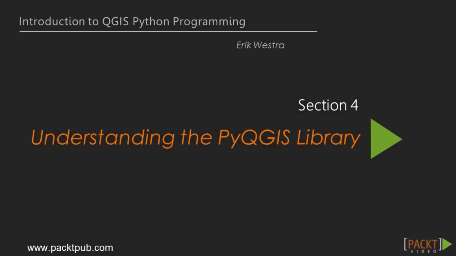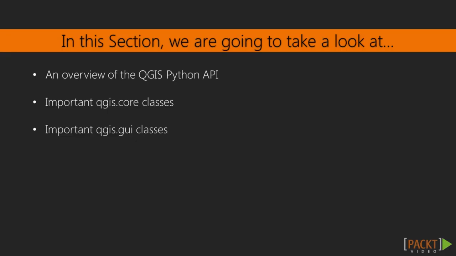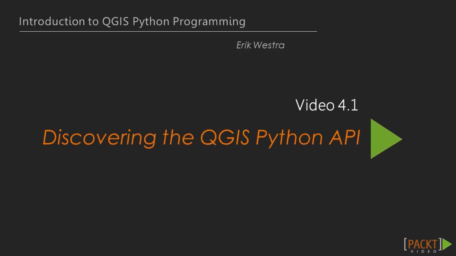Welcome to the section titled Understanding the PyQGIS library. In this section, we will look at the PyQGIS library in much more depth so you can understand how it is organized and how to use it. We're going to focus on two particular packages within the PyQGIS library: the qgis.core package, which implements core functionality used throughout the QGIS system, and the qgis.gui package, which implements a range of GUI widgets that make up the QGIS user interface. We'll now start with the first video in this section, which gives an introduction to the PyQGIS API itself.